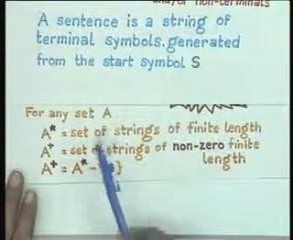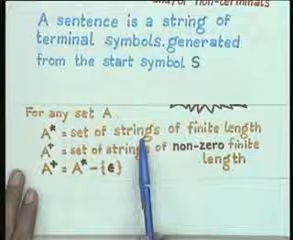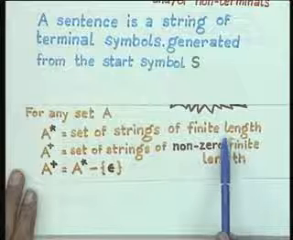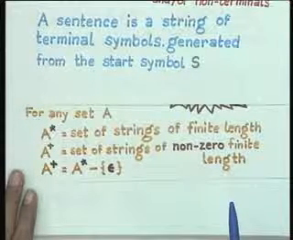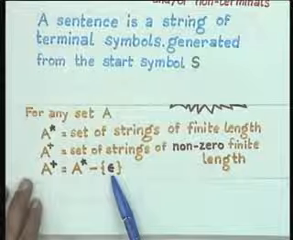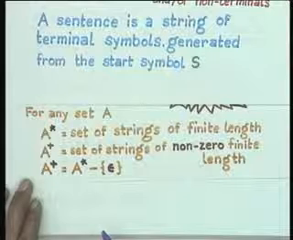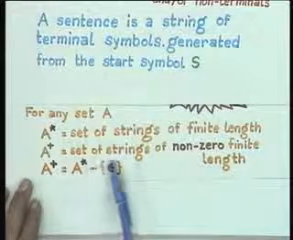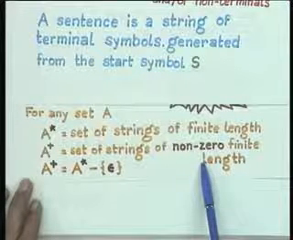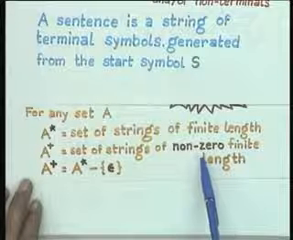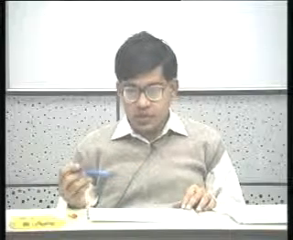In general, for any set A, A star is the set of all strings of finite length. In particular, the finite length could be 0. A zero length string is really nothing. It's called the empty string, and we usually use the Greek letter epsilon to denote it. A plus is the set of all non-empty strings generated from this set. There is only one string of 0 length, the empty string, so A plus is equal to A star with epsilon removed from it.